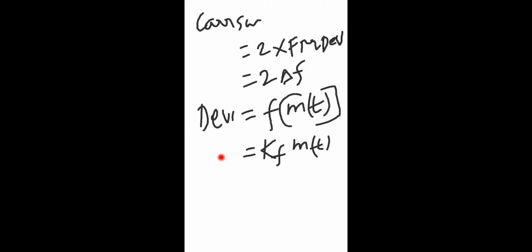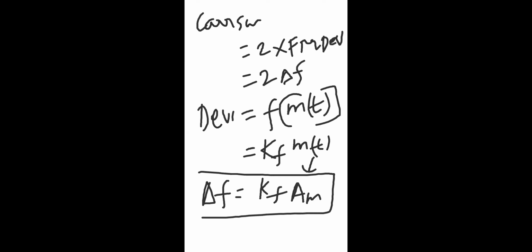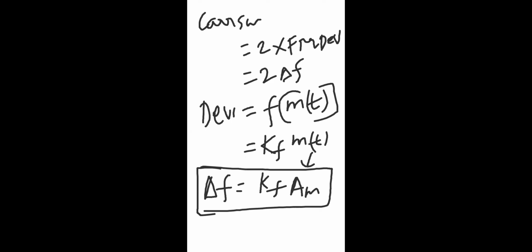Then what is the maximum deviation? That maximum deviation we write as del f, which is equal to kf times the maximum value of m of t, that is kf into am. So del f is equal to kf into am. Kf means the frequency sensitivity of the FM modulator. Anyway, del f has to be in hertz only.